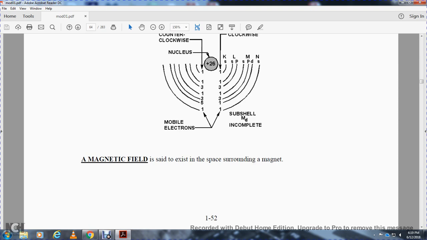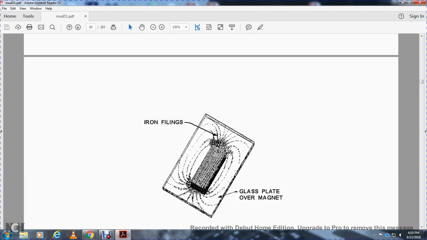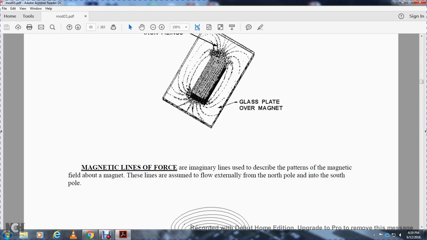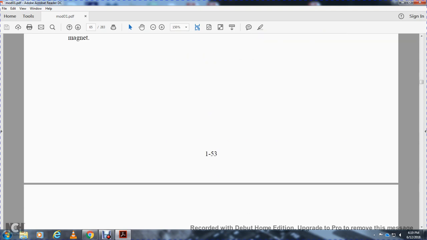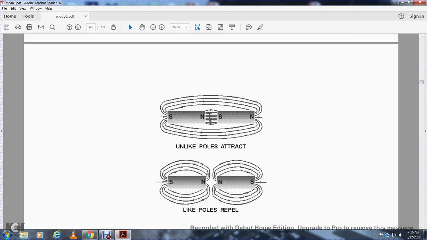A magnetic field steadily exists in the space surrounding the magnet. Iron filings on a glass plate over a magnet show the magnetic lines of force. These imaginary lines describe the pattern of the magnetic field, and they are assumed to flow externally from the north pole into the south pole. Magnetic flux is the total number of magnetic lines of force leaving or entering the pole of the magnet. Unlike poles attract, like poles repel.